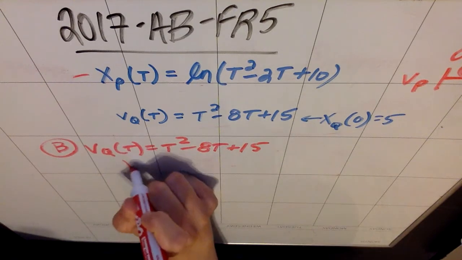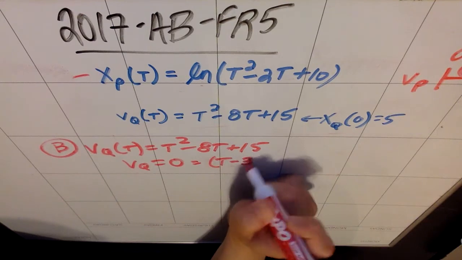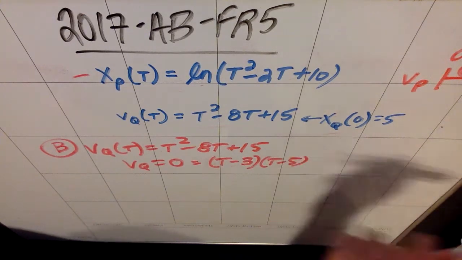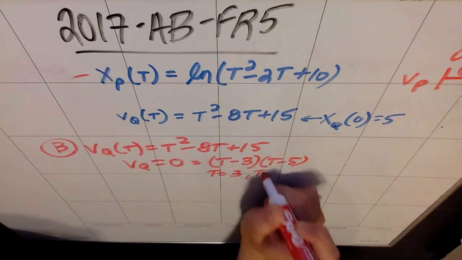So I need to set this equal to 0. I'm going to set VQ equal to 0. I notice that this factors into (t minus 3)(t minus 5), because I need things that multiply to 15 and add to negative 8. So it turns out that this has two roots, at 3 and 5.